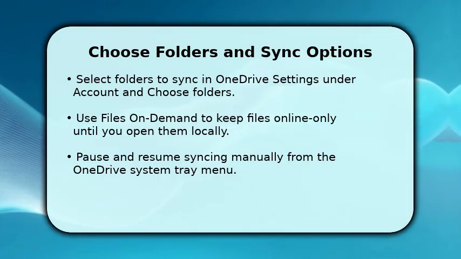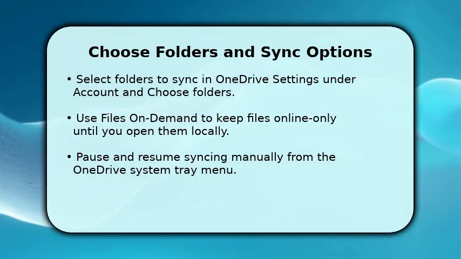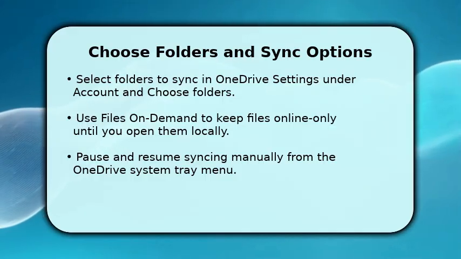Use Files on Demand to keep files online only until you explicitly download them to your PC. Right-click any file or folder and mark Always Keep on this device to force a download. Pause and resume syncing manually from the OneDrive system tray menu when you need bandwidth control.